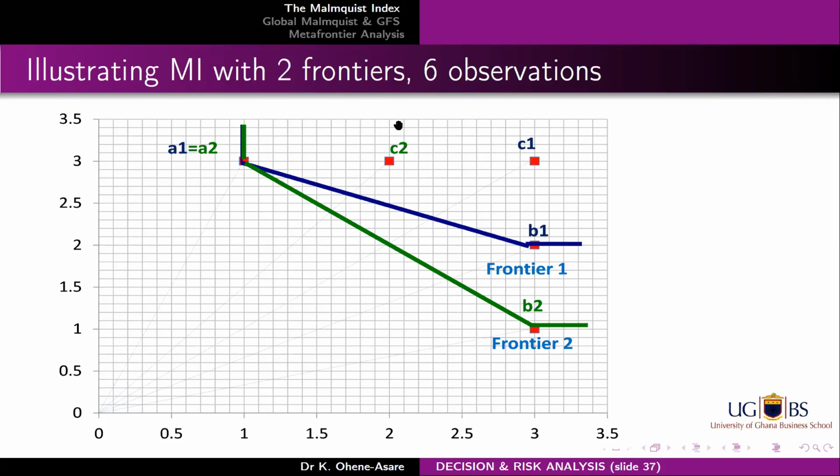Now, remember that in these estimations you are picking them on the x-axis. You can also pick them on the y-axis. Always remember that. So you have to estimate the efficiency of A1 relative to frontier 2, B1 relative to frontier 2, C1 relative to frontier 2. Then when you are done, you do A2 relative to frontier 1, B2 relative to frontier 1, C2 relative to frontier 1.